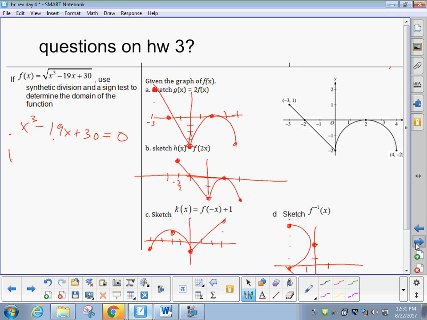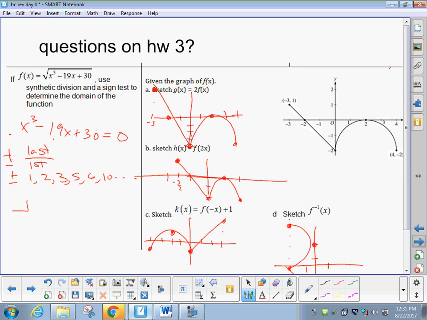How do I find the possible rational roots? Factors of the constant over factors of the first. So what are some things I could try to synthetically divide by? 1, 2, 3, 5, 6, 10, and so on. Anybody have any advice for what to try first? Did 1 work? You can just look at 1. Does 1 work when you put it in? No, 1 minus 19 plus 30 is not going to work.